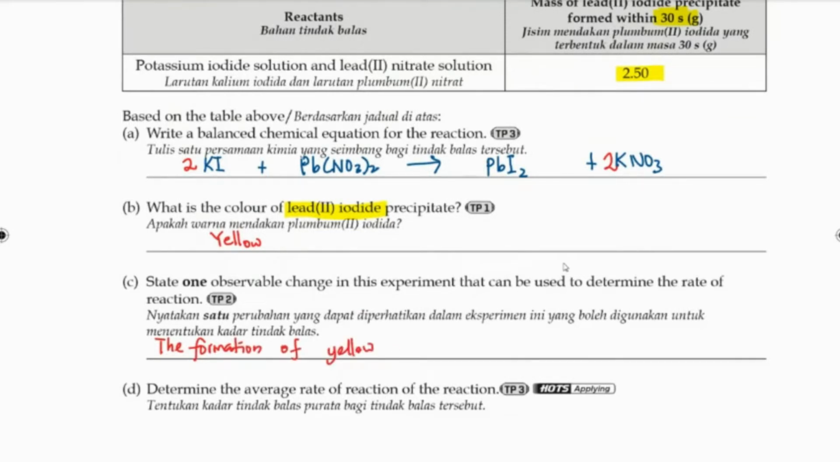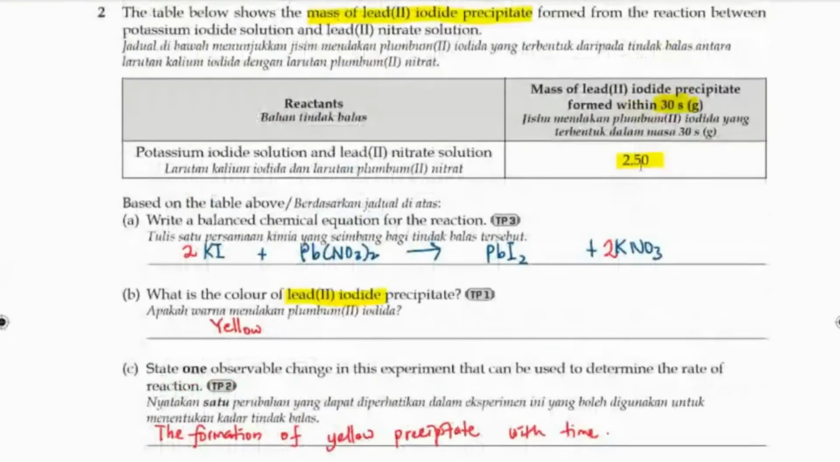Yellow precipitate. Okay. With time, over the time. So here, class, if we look into here, 2.5 gram in 30 seconds.